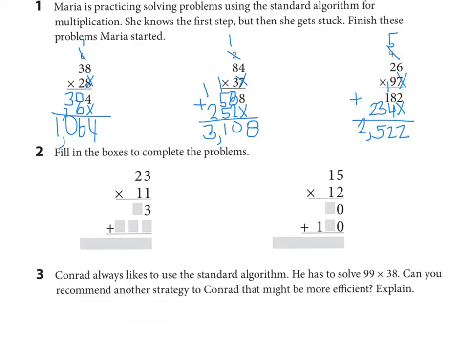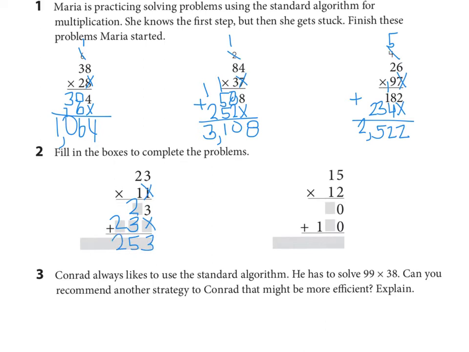Number 2 says fill in the boxes to complete the problems. We see 1 times 3 is 3, 1 times 2 is 2. Then we're done with that place value. So 1 times 3 is 3, 1 times 2 is 2, add the partial products, 3, 5, and 2.